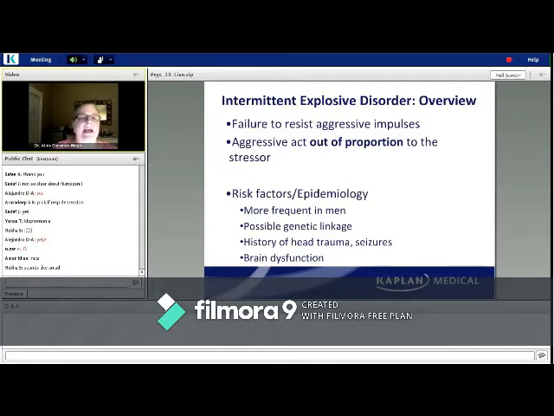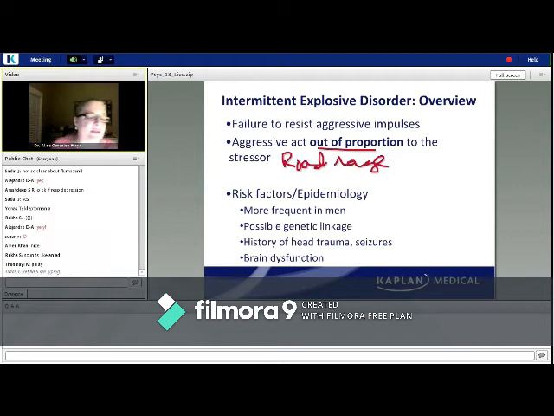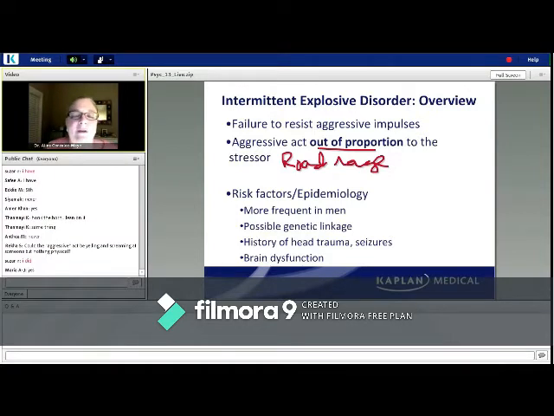Okay, so you are reacting. So these are individuals who are unable to resist aggressive impulses, and the aggressive act is always out of proportion to the stressor. An example of this might be road rage, right? How many of you have had road rage? Raise your hands. You get angry with someone. How many of you honk the horn? How many of you curse them? How many of you give him the finger?